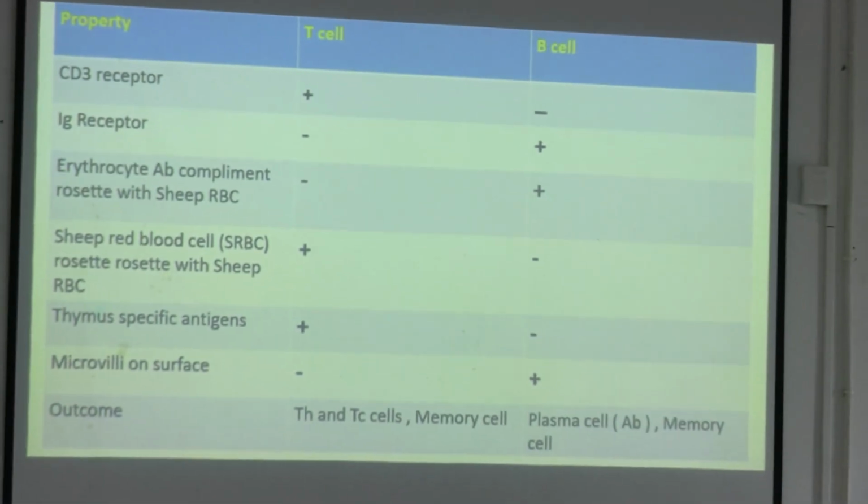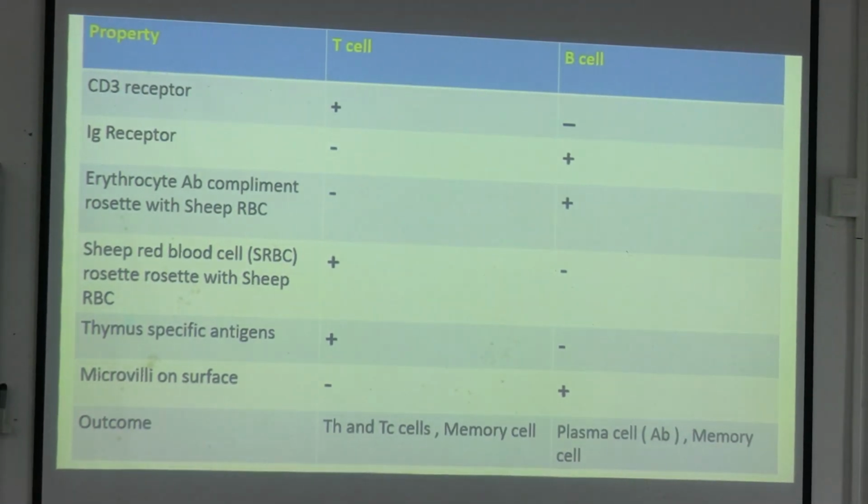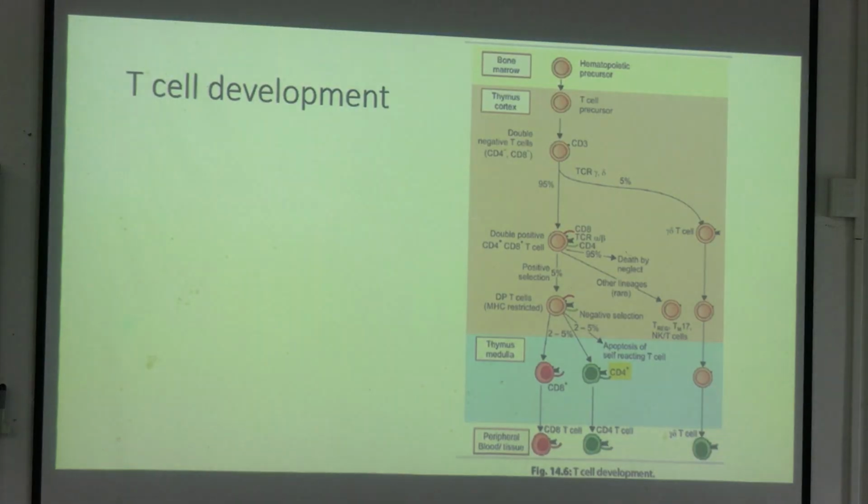Now the properties of the T cell and B cell, I have tabulated it. You can read it when you go home. There's nothing to explain again in this. Now coming to the development of T cell, this is very important and it is there in your book also. Okay, এটা বই থেকেই নেওয়া.